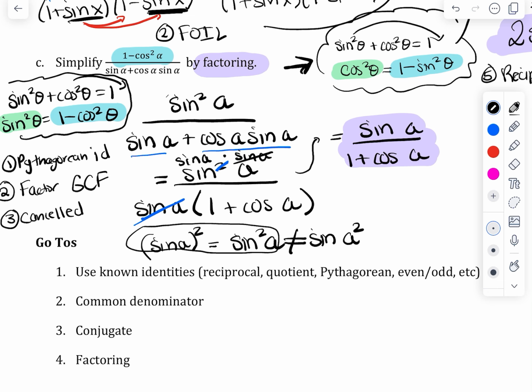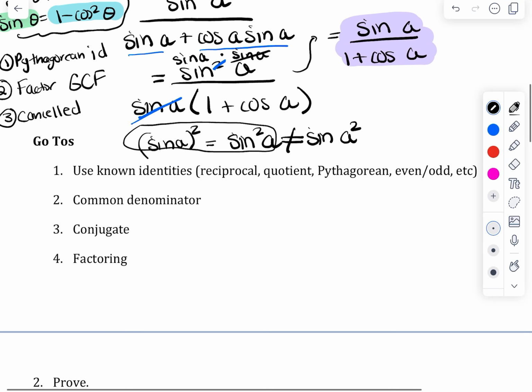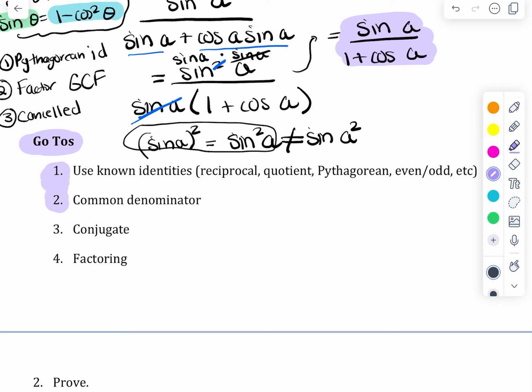So there are going to be a couple of go-tos that you've been seeing throughout this first part of the video that you're going to use when you're doing identities. My advice is to remember these and to write them when you're doing identities. Because for most of the easy to medium identities, which are the ones mostly that you will see, one of these will work. So go-to number 1 is to use the known identities. We've been doing this already: reciprocal, quotient, Pythagorean. A very common reason to use this, not always, but common, is to change to sine and cosine.